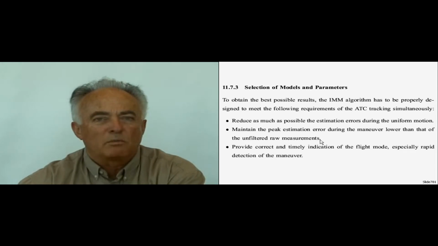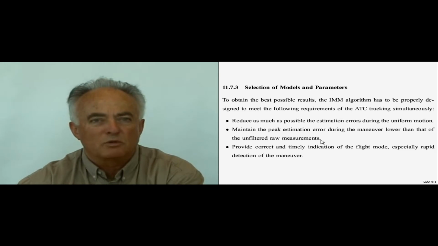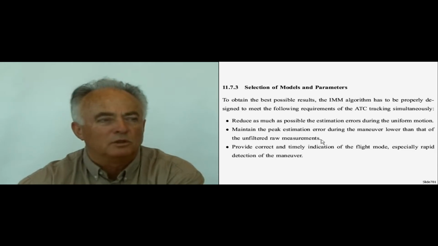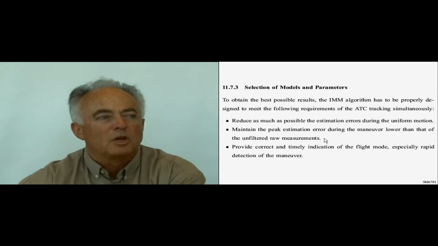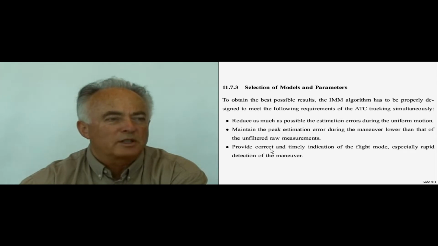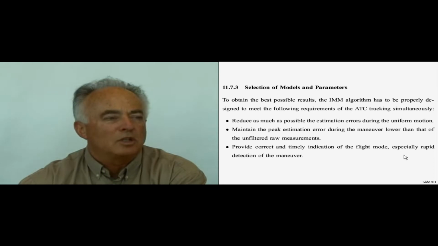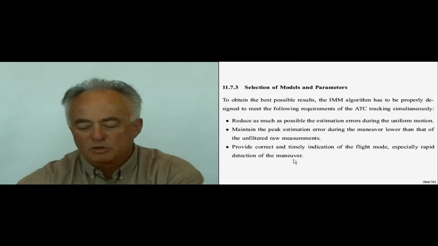We want to accomplish something by the measurement. So in the worst case, when a maneuver starts, typically you have a peak error until the filter catches up. You don't want to be worse than if you didn't do anything, which is what the unfiltered raw measurements will give you. Furthermore, we want to provide correct and timely indication of the flight mode, rapid detection of a maneuver. That's important.